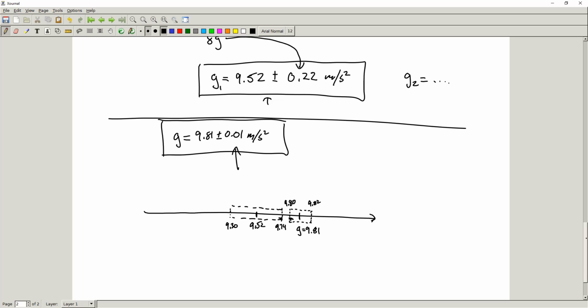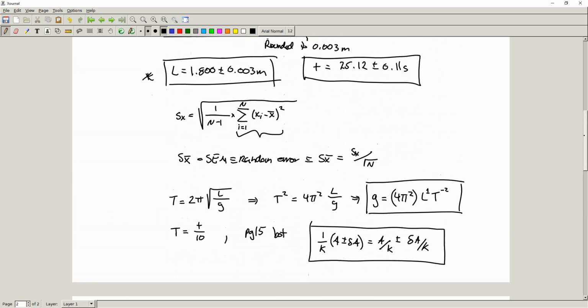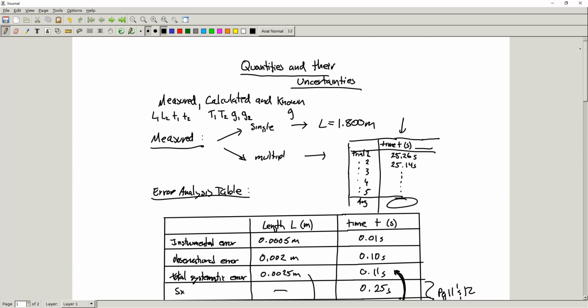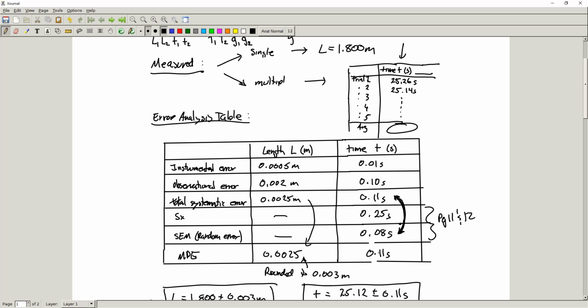Okay, so this is just quickly a sum up of my thoughts on quantities and their uncertainties. We really want to make sure that we're differentiating between measured and calculated quantities, and when we're thinking about measured quantities, we want to be differentiating between single and multiple measurements so that we're doing the right stuff with these things, right? Measured quantities need entries in error analysis tables. Single measurements don't have standard deviation or random error. They can't have these statistical methods applied to them. Multiple measurements do. They need to have those associated with them.